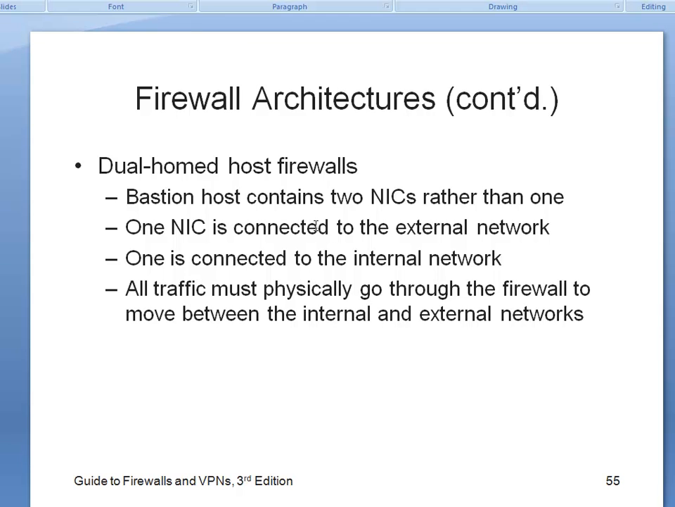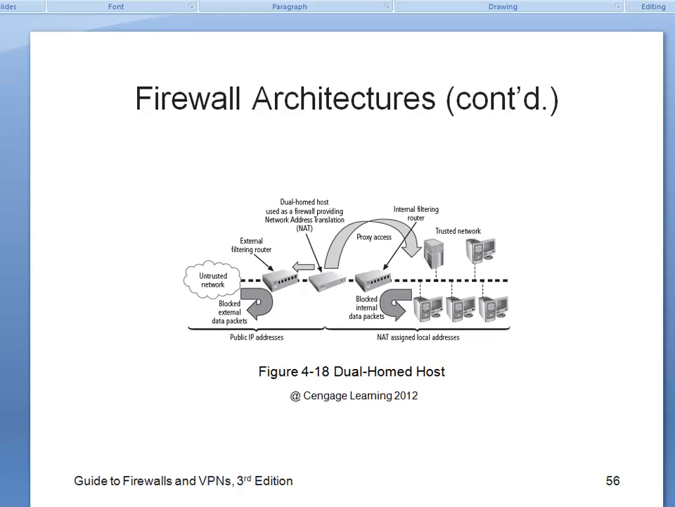Then we have something called a dual-homed host, and it's called dual-homed because it's a single bastion host that contains two network interface cards rather than one. And then you have a firewall sitting on the dual-homed host. One of the NICs is connected to the external network, and obviously the other one is connected to the internal network. Let's see what that looks like. Let's make this bigger.